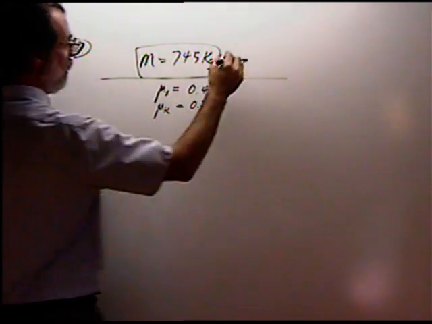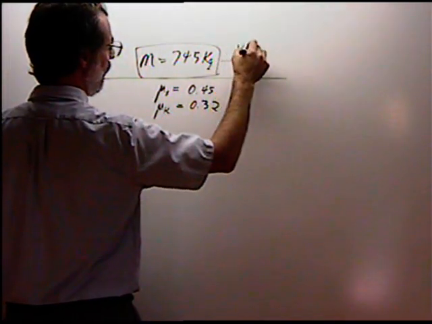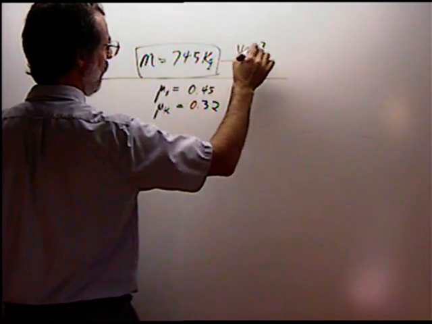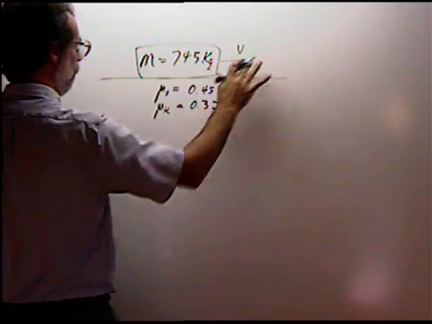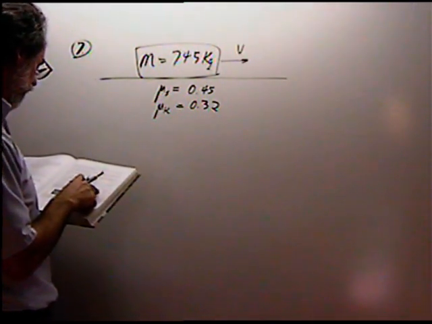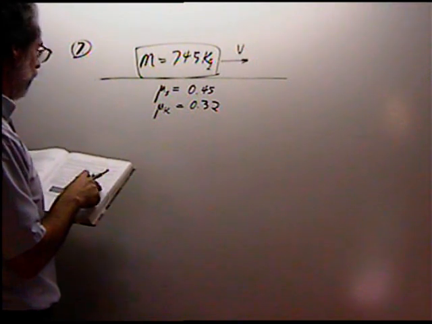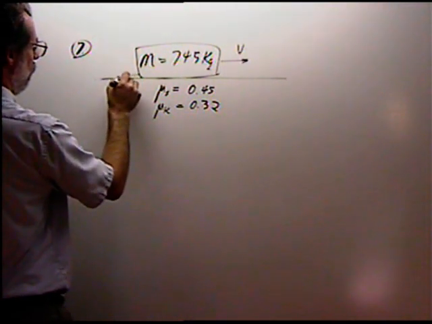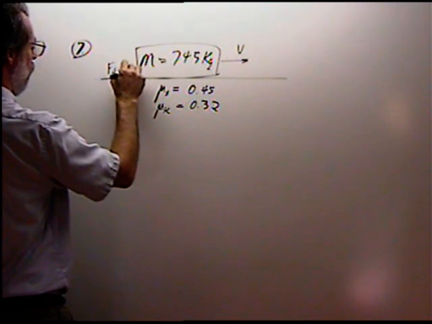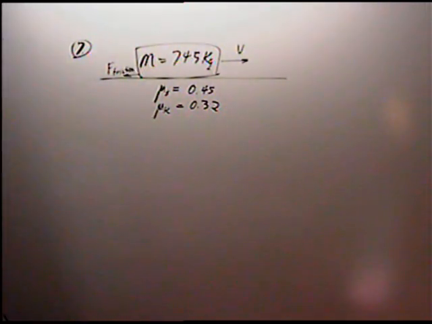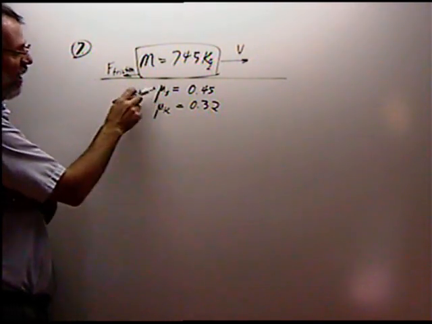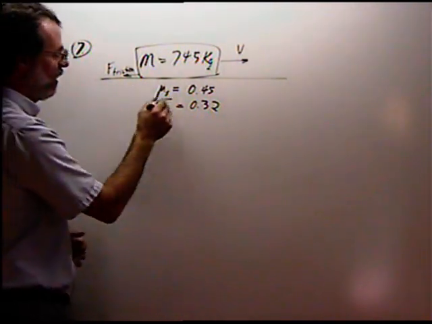So it says that it is sliding, so that means it already has some velocity. It's moving, so it has some velocity. We'll just call velocity V. It says, what is the frictional force between the box and the floor? Okay, what is the force of friction? Well, if the box is moving, do we use the static or the kinetic? We use the kinetic. The box is moving.